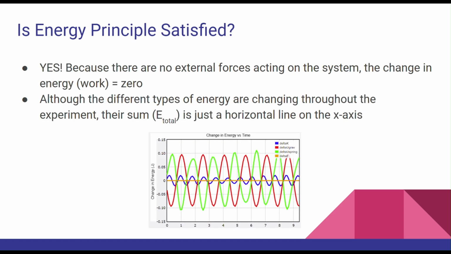And is the energy principle satisfied? Yes, because there are no external forces acting on the system, and therefore the change in energy, or the yellow horizontal line here, is just zero throughout. And although the different types of energy are changing throughout the experiment, their sum, or the total line, is just a horizontal line at zero. So they vary throughout the entire experiment, throughout the change in time, but the total energy is always going to be zero, no matter what, because of the energy principle.